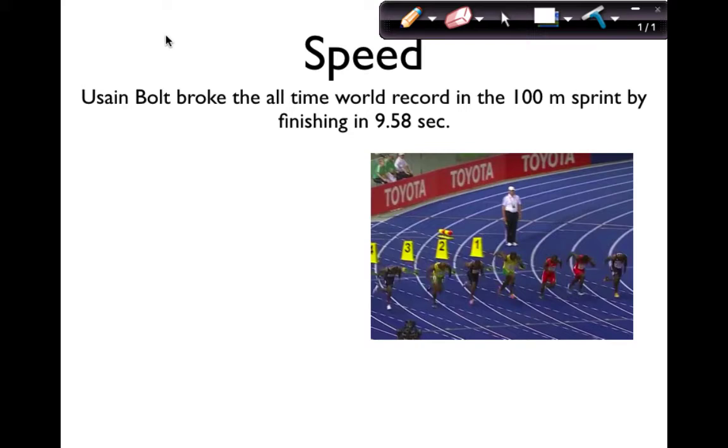Usain Bolt broke the all-time world record in the 100-meter sprint by finishing in 9.58 seconds. This was in 2009, but this record still stands as of now. We'll see if somebody breaks it in the near future. Who knows?